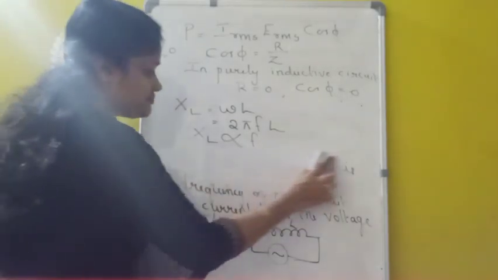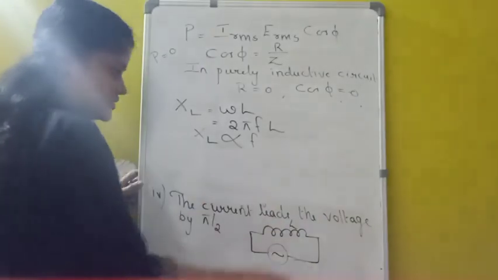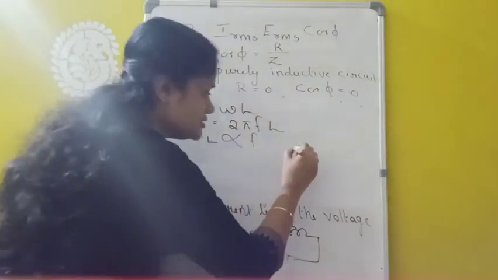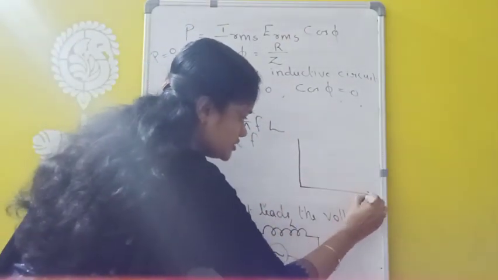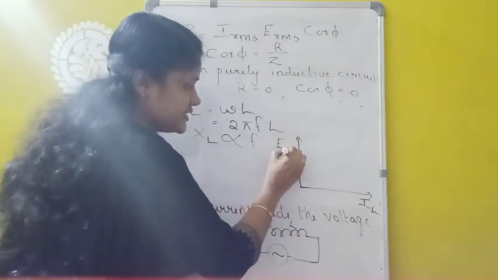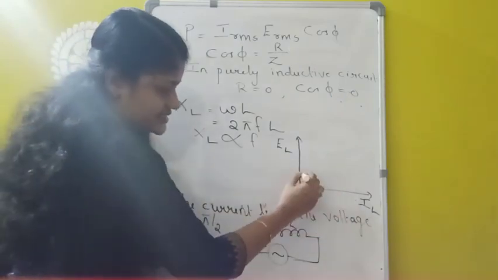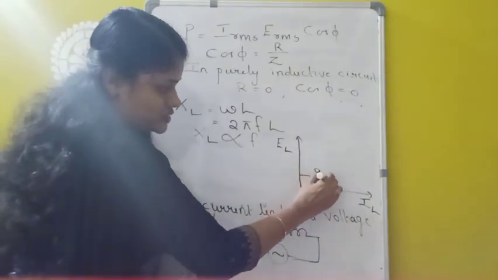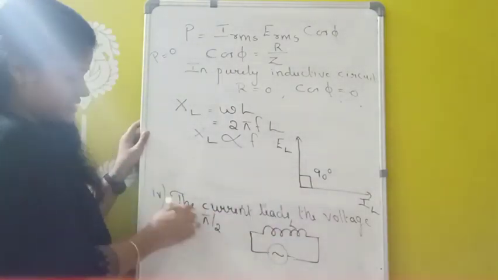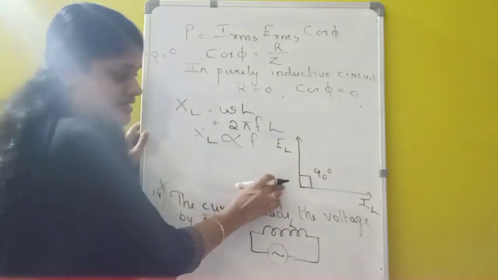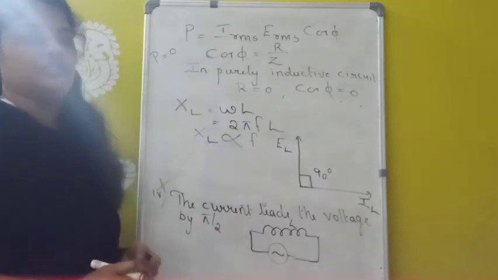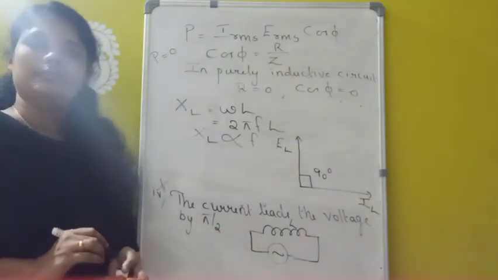Then the last option, in the case of purely inductive circuit, always the current is lagging behind voltage. So when you are drawing the graph like this, this is the current in a purely inductive circuit and this is the voltage in purely inductive circuit. So always this current is lagging behind voltage by how much? Pi by 2 or 90 degree. But here it is given the current is leading the voltage by pi by 2. So this is the wrong statement. Since here the current is lagging behind voltage by how much degree? 90 degree in the case of purely inductive circuit. Okay. Remaining in the next video.